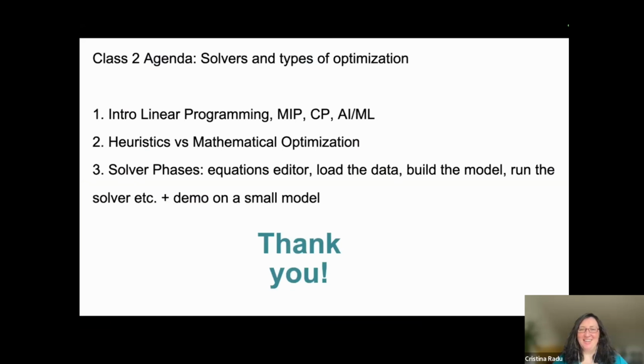Okay, and this is the last slide of this session. A little bit of introduction about the next lesson. We are going to talk about linear programming, mixed integer programming, what is the difference between them, introduce constraint programming, and what is the connection with AI ML. Then we are going to see heuristics versus mathematical optimization, because sometimes it's good to have a heuristic, sometimes mathematical optimization is better, sometimes it's good to have them together. So for this, it's better to understand what are the strengths and weaknesses of each of them.